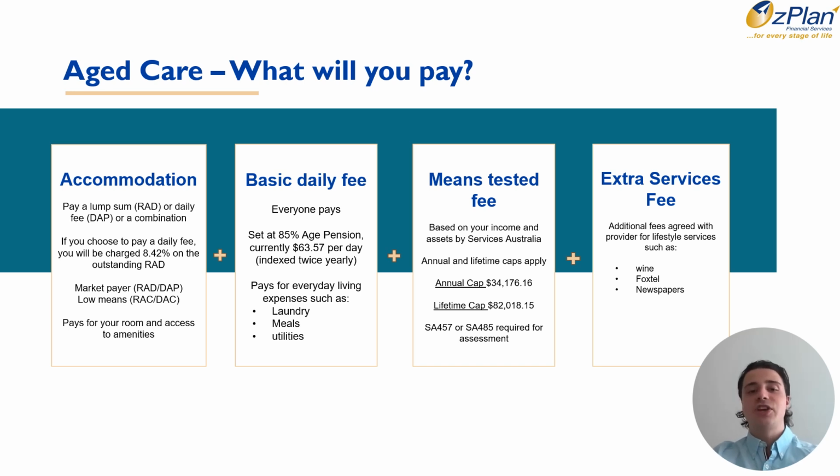So, aged care, what will you pay? In the aged care system, there are 4 different pillars of fees and charges. We have what are called accommodation costs. These accommodation costs cover the 4 walls you'd be residing in. This can come in the form of either a refundable accommodation deposit, or RAD, or a daily fee known as a DAP, or a combination of both.